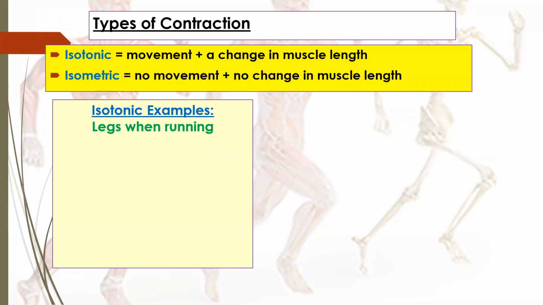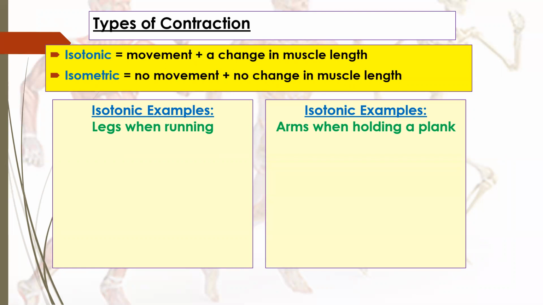See if you can make a list of at least 4 or 5 other examples. Once you've done that, try and do the same thing for isometric, I'm supposed to say. So let's just correct that. Isometric, apologies. Isometric, so no movement, no change in muscle length.